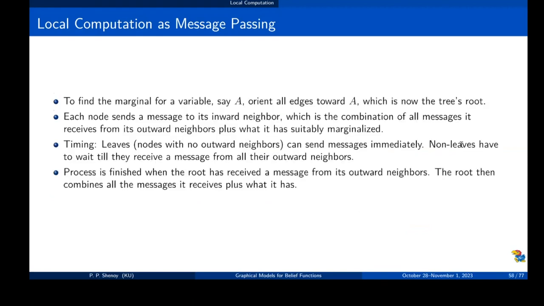So what do you do with the junction tree? We send messages. We orient all edges towards A, which is now called the root of the tree, and each node sends its message to the inward neighbor. Of course, when you send a message, it has to make sense, so you have to marginalize it appropriately. And the timing is that you can't send a message to your inward neighbor until you have received messages from your outward neighbors. The process is finished when the root has received its messages.